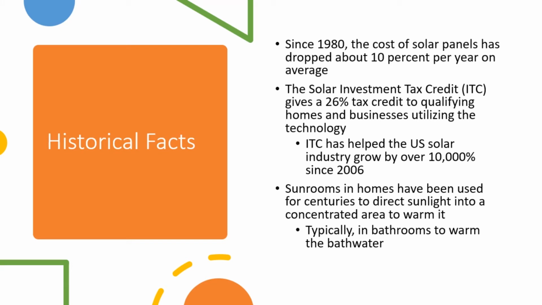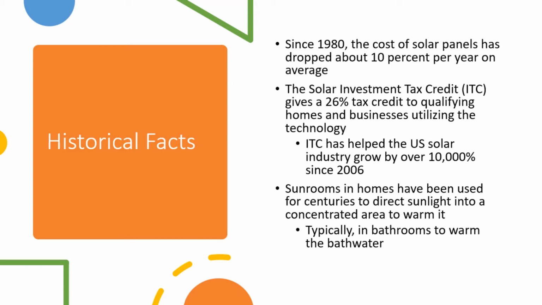Going over some historical facts about solar panels. Since 1980, the cost of solar panels has dropped about 10% per year on average. The Solar Investment Tax Credit, or ITC for short, gives a 26% tax credit to qualifying homes and businesses utilizing the technology. Unfortunately, this number will start to dwindle in the year 2024, but since 2006, it has helped the U.S. solar industry grow by over 10,000%, and that's just since 2006. It's grown over 30,000% since 2000.